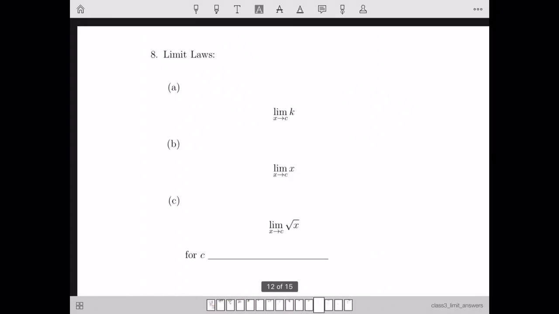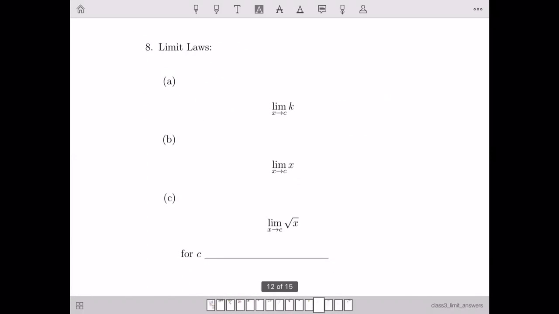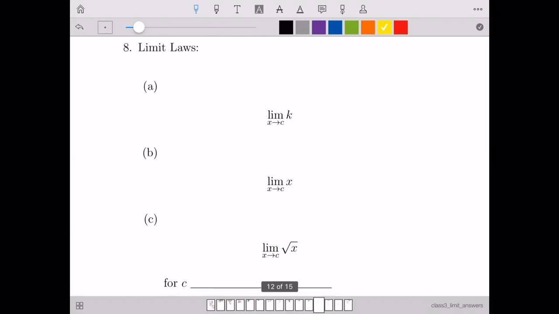Okay, limit laws. So we'll use these laws when we determine limits. Okay, so limit law is very important. We will abbreviate this as LL.